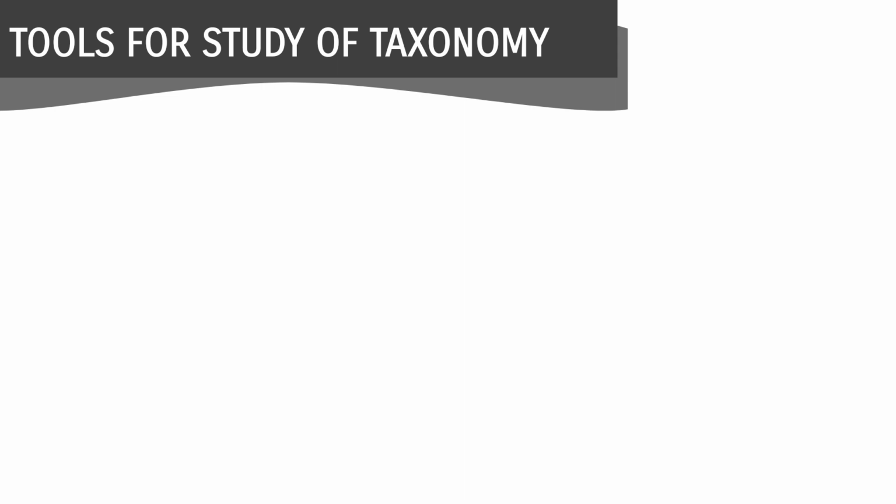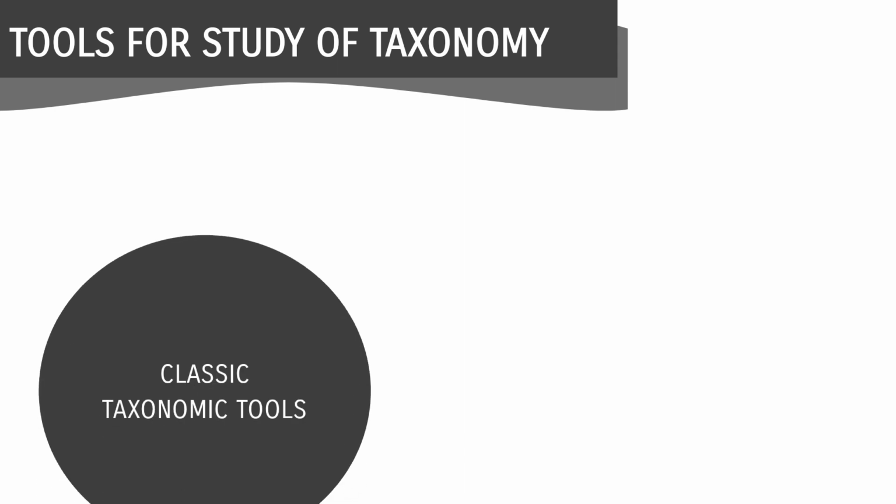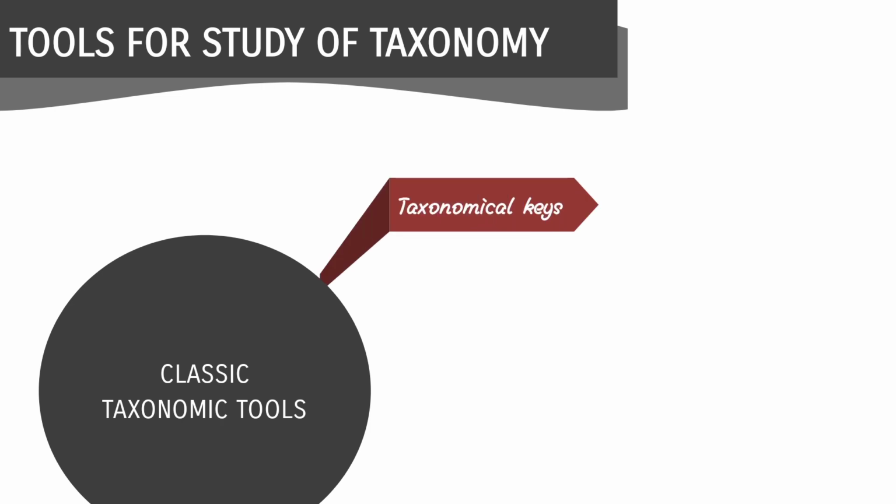We know that we have different organisms, we have different classifications of organisms. Without the tools, it will be difficult for us to find out, okay. So these tools will help us to sort out which organism it is, right? So there are some tools that we are going to learn here. First one is classic taxonomic tools. Classic taxonomic tools means, first one, taxonomical keys.